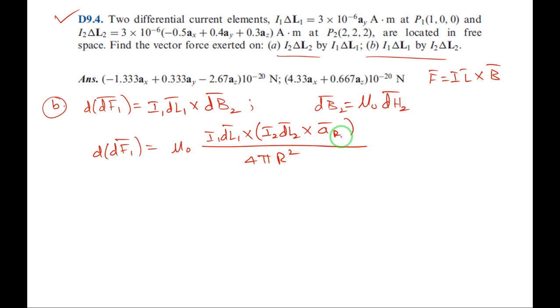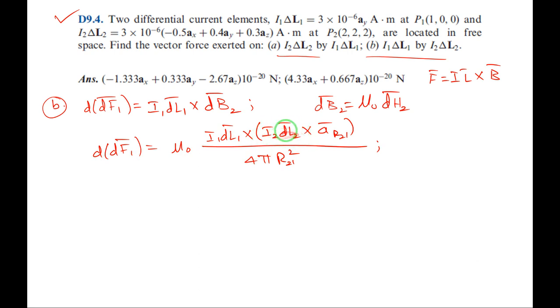Okay, this distance is important. Where from source point to field point, which is the source point and which is the field point? So the direction is 2 to 1, right? 2 to 1. If I write this much, yes, 50% of the problem is solved. We have to write the right formula, right? Okay. Next, I2 dl2 we will take up.